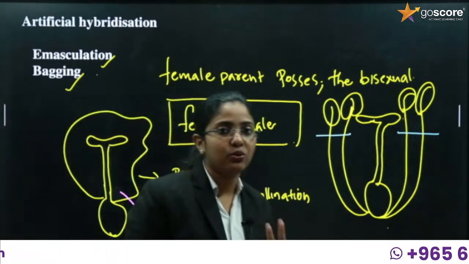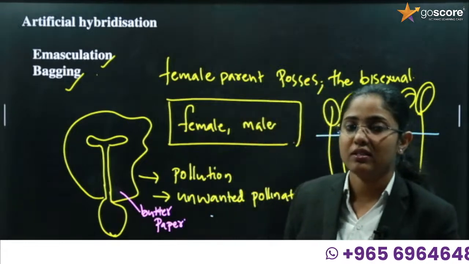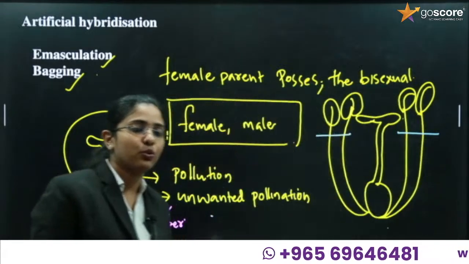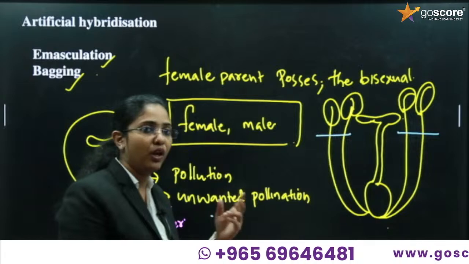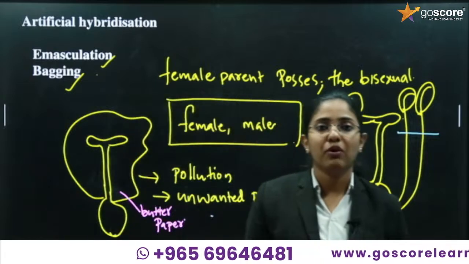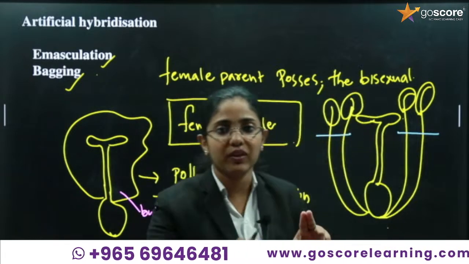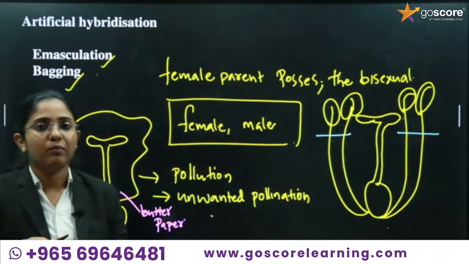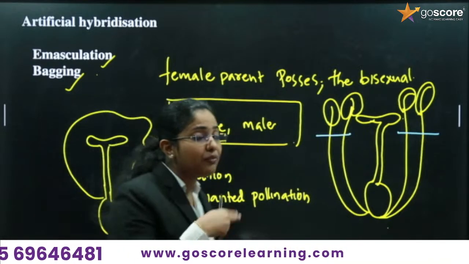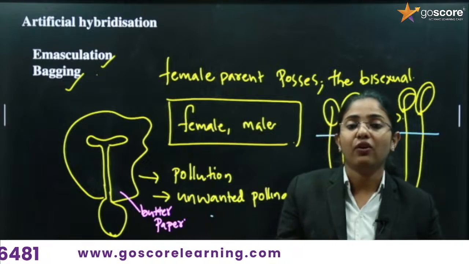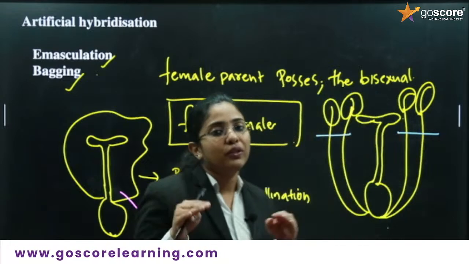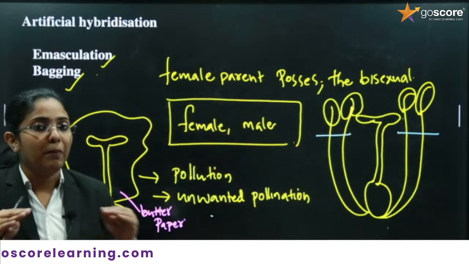Okay, so there are two processes in artificial hybridization. What is the first step? It is emasculation. Just understand that it is the removal of anther, using forceps, not with our hands. After that, the stigma, style, and ovary have to be protected. For that, we are covering it with a butter paper.